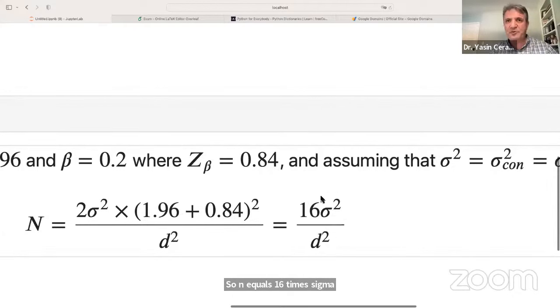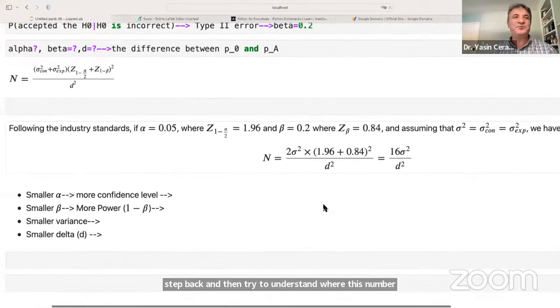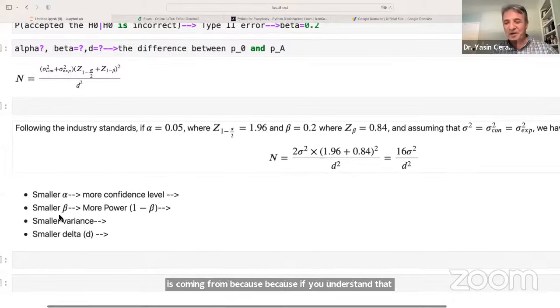So you're going to see this value. And when you follow this formula here, you're going to get a reasonable N value, the number of people taking the test. All right. But let's take one step back, and I'm not going to prove the formula here. It's going to take longer than that. Let's take one step back and try to understand where this number is coming from, because if you understand that, it is going to help us answer the following questions.